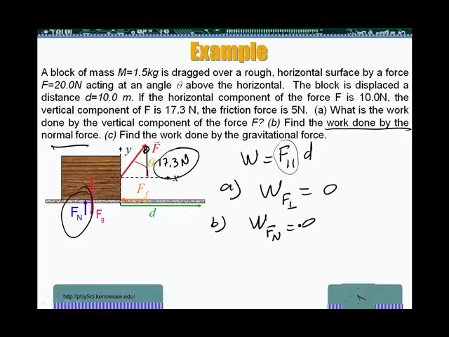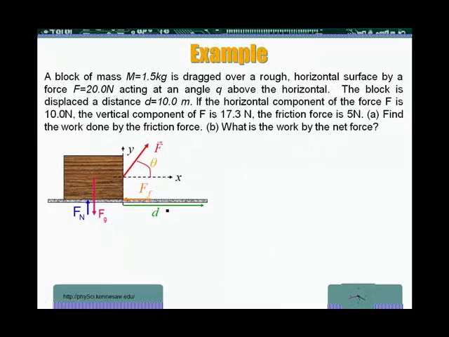Okay, so you guessed it. The work due to Fg is also 0, because Fg is along the vertical, which is perpendicular to D. So there is no component of Fg that's parallel to the displacement. So the work due to Fg should be equal to 0. Okay.